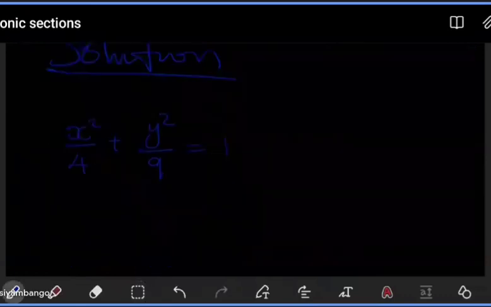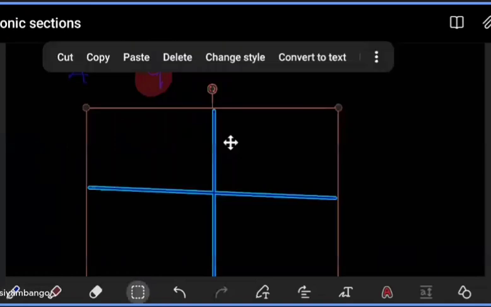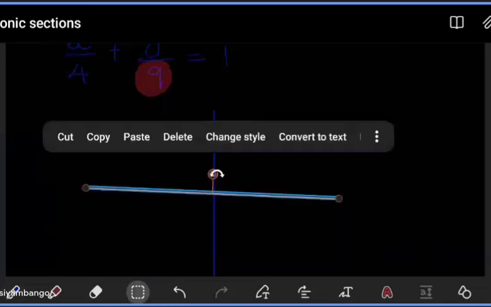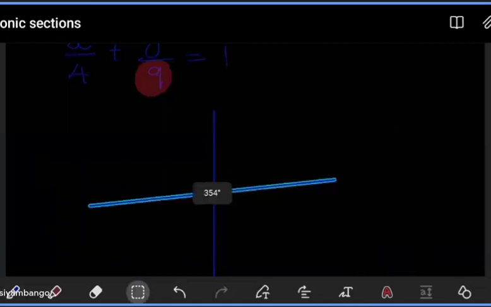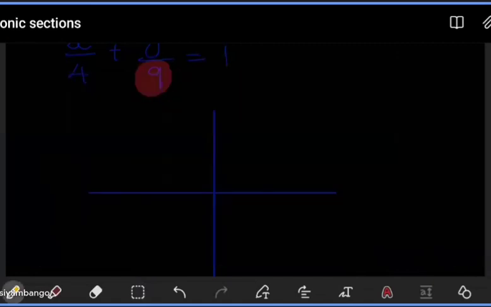Well, the first thing, again, I compare the denominators, and I notice that the bigger one is the one for y, which is 9. So what does that tell me? When sketching this, I know the major axis for this ellipse is in the vertical direction. So we're seeing an ellipse which is more vertical than horizontal. Okay, so we're dealing with an ellipse which is more like this. Make it bigger. Okay, so more like that.